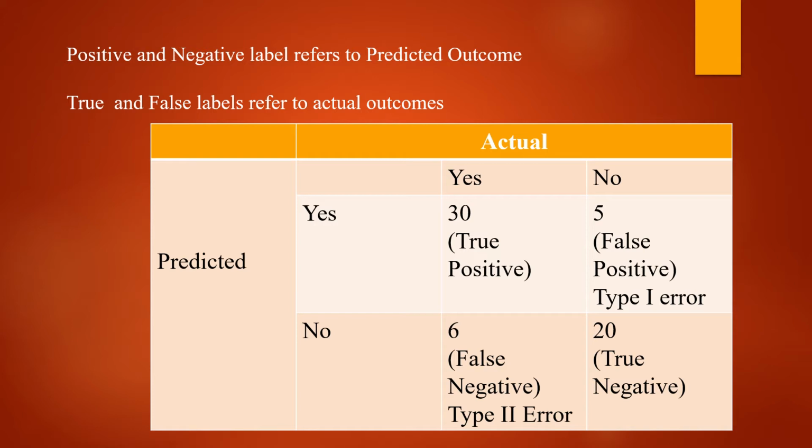The next one is 6, that is false negative. We have type 2 error. What does that mean? Whenever the person has diabetes, the model will predict that the person does not have diabetes. So, type 2 error goes something like this. We fail to reject null hypothesis when the null hypothesis is false.